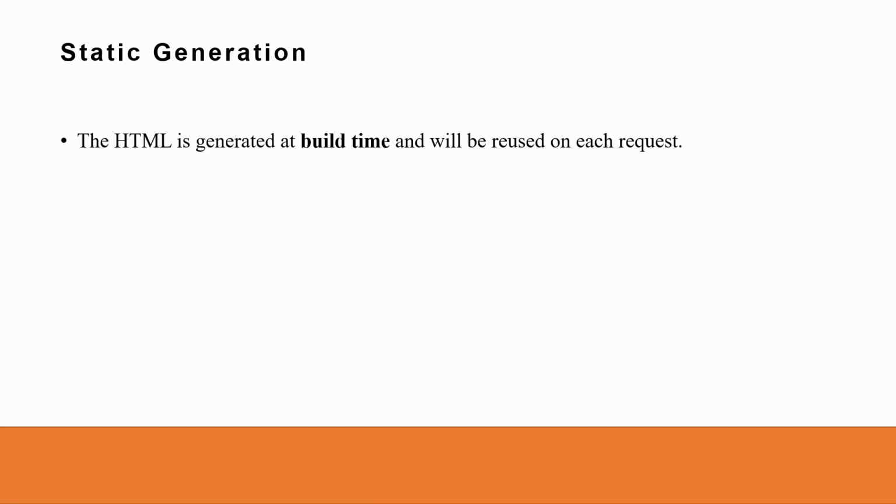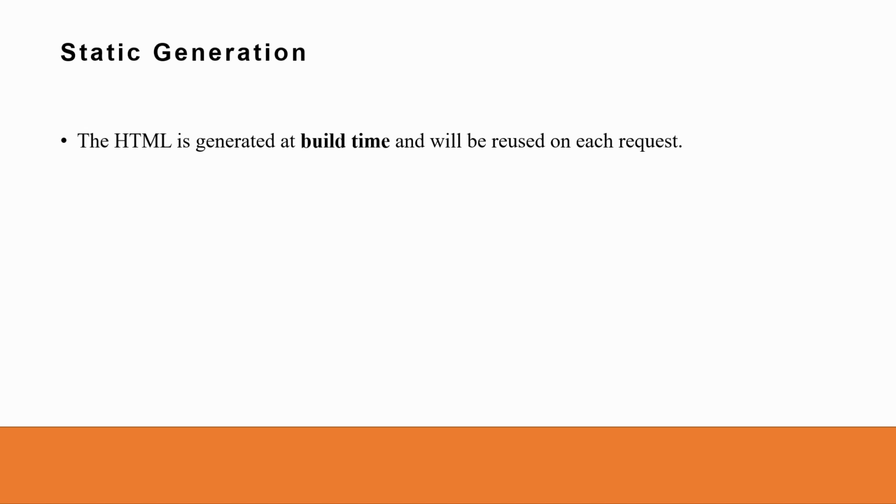We have two forms of pre-rendering: static site generation and server side rendering. First of all, I'm going to explain what static generation is. The HTML will be generated only at build time, and we can use the generated HTML whenever we want.